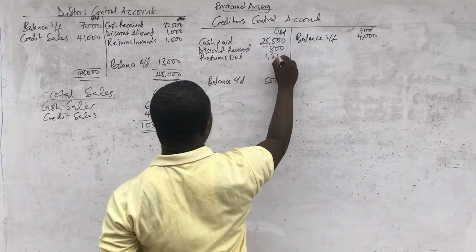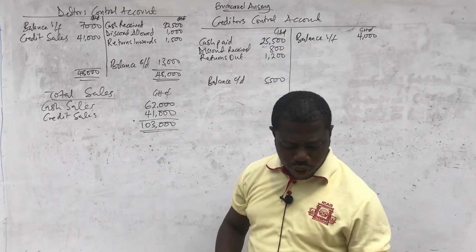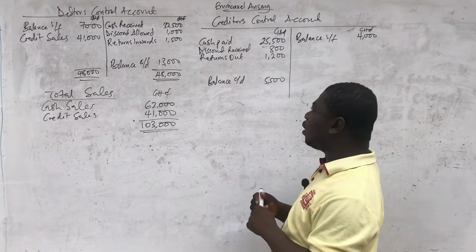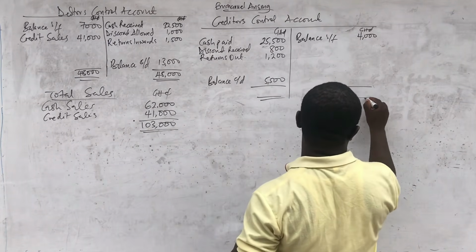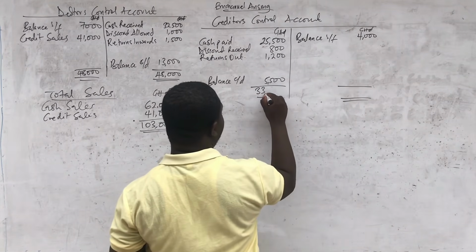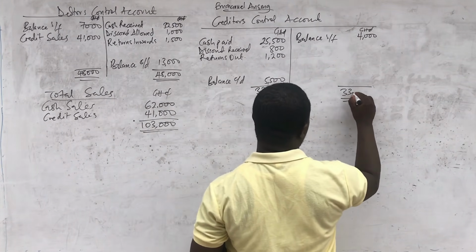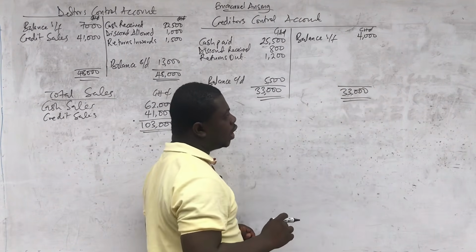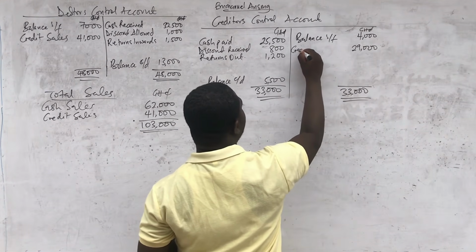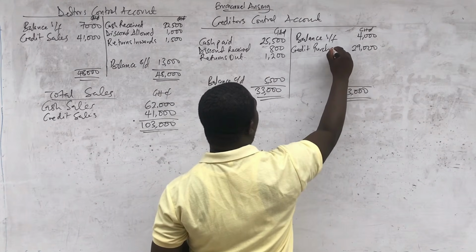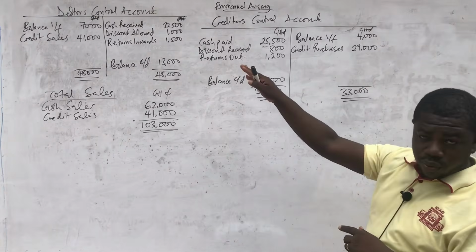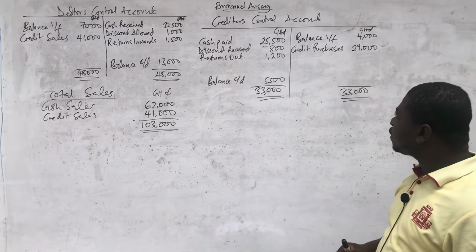The figure is 1,200. And so, ladies and gentlemen, going through, I think these are the only items that will appear in the control account. So we add up to balance the account. And when we add up, we realize that the total for the debit side is 33,000. The total for the credit side should also be 33,000. So we have to find the difference to make it balance. The difference will be 29,000, and we will call that credit purchases. That is the difference. So all the time, your difference should appear on the debit side. You call it credit purchases, just like we did for the debtors control account.